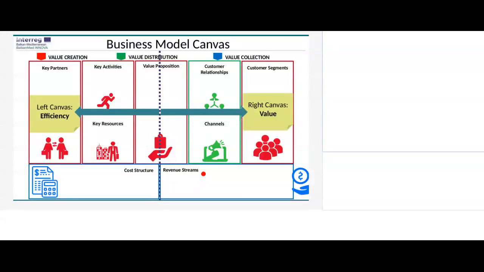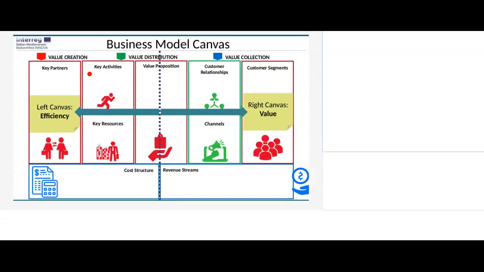On the other hand, on the left side of the canvas, which underlines efficiency, we have the key partners, key activities, key resources, value proposition, of course, which is split in the middle, and the cost structure. So whatever we change in these quadrants, we basically increase the efficiency of the business model. For example, we get a new partner which can provide us a specific service for 30% less money. That immediately optimizes our expenditure. So you see, this is efficiency.